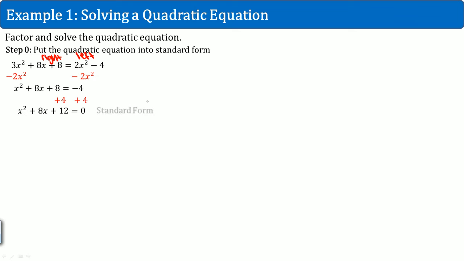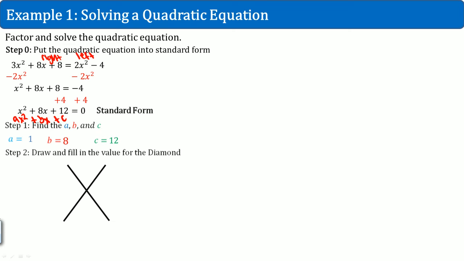This is in standard form. The reason why is because it looks like ax squared plus bx plus c. That is the standard form of a quadratic equation. Find the a, b, and c now. A is 1, b is 8, and c equals 12. Step 2, draw and fill in the values of the diamond.